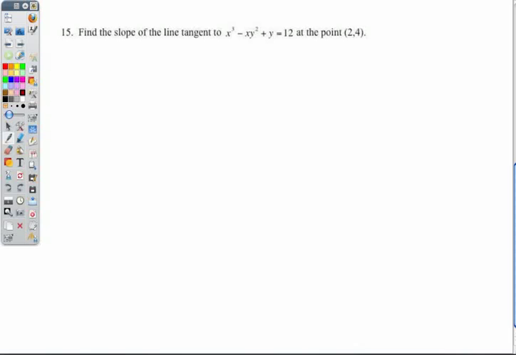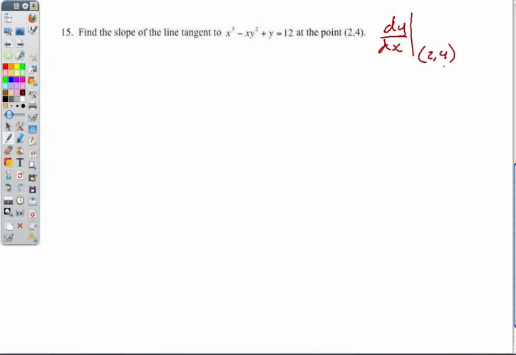Question 15. Of the line tangent to x cubed minus x times y squared plus y equals 12 at the point (2, 4). So anytime we're talking about the slope of a line again, we're looking for the derivative at that point. So we want to find the derivative of x cubed minus xy squared plus y equals 12 at the point (2, 4). So dy/dx at the point (2, 4).